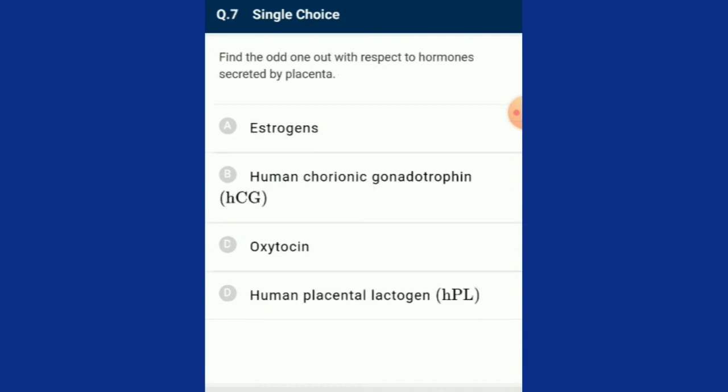Question number 7. Find the odd one out with respect to hormones secreted by the placenta. HCG, HPL, estrogens and progestogens are produced by the placenta in women only during pregnancy. Oxytocin is released by the maternal pituitary gland at the time of childbirth due to the fetal ejection reflex. Relaxin is produced by the ovary only during pregnancy. So the answer is option C. Oxytocin is the odd one out with respect to the hormones secreted by the placenta.